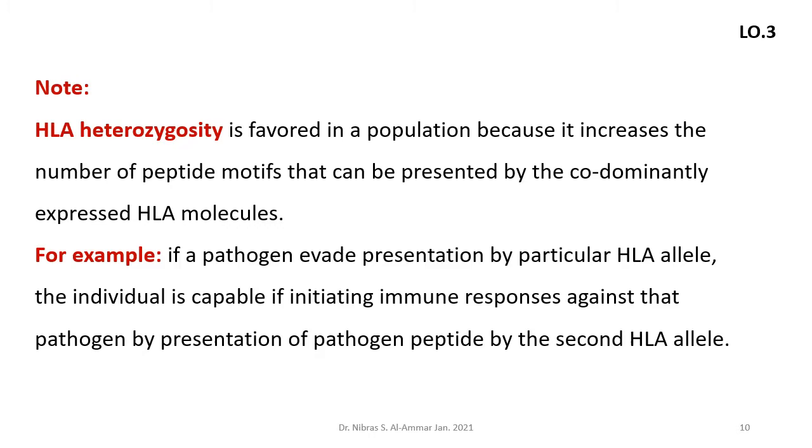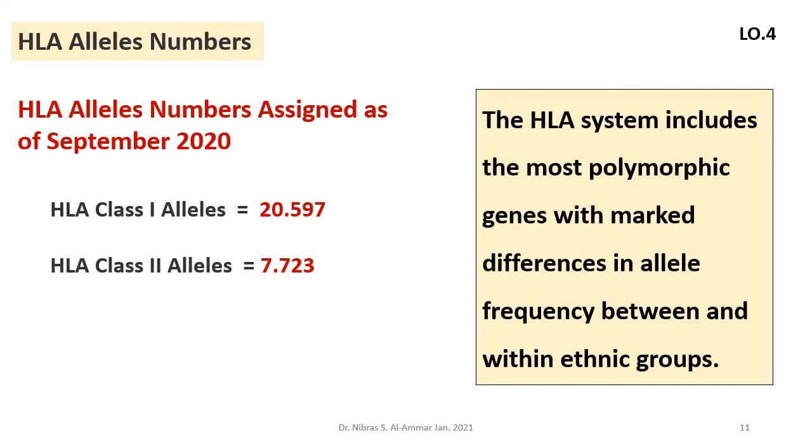HLA allele numbers assigned as of September 2020: HLA class 1 alleles 20,597 and HLA class 2 alleles 7,023. The HLA system includes the most polymorphic genes, with marked differences in allele frequency between and within ethnic groups.